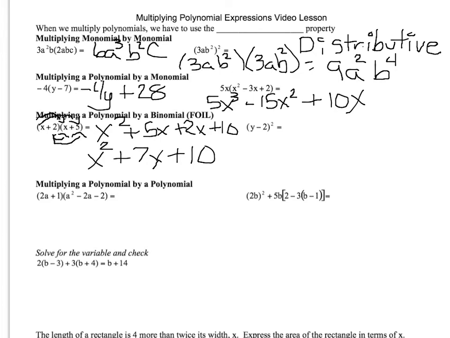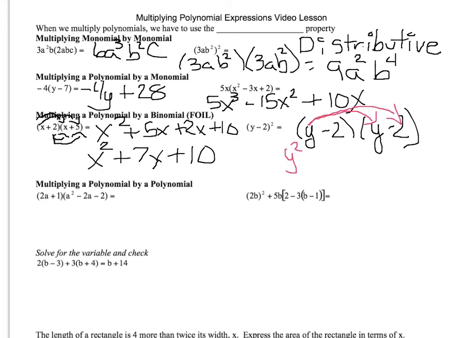Y minus 2 quantity squared. You will see something like this throughout the entire year. You have to remember to expand it, or to make it as y minus 2 times y minus 2. And then it's just FOIL from there. So we have y times y is y squared. Y times -2 is -2y. -2 times y is another -2y. -2 times -2 is a positive 4. Combine like terms and it'll give you y squared minus 4y plus 4.